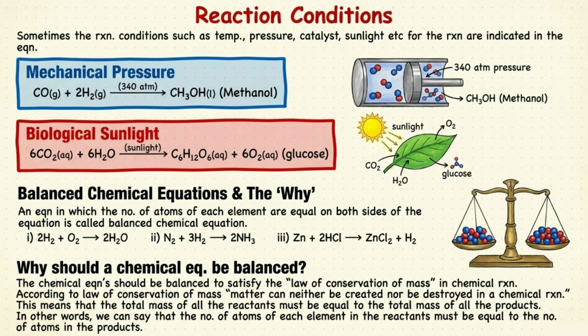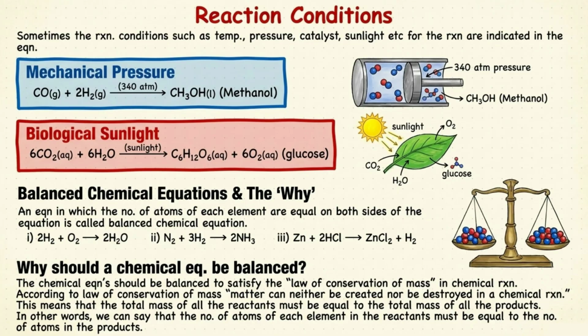For example, to manufacture liquid methanol, the equation is CO gas plus 2H2 gas. But if you just mix those gases in a jar, nothing happens. Nothing at all. They need extreme mechanical pressure. So right above the arrow, we write 340 atm, which stands for 340 atmospheres of pressure. With that condition met, the arrow yields CH3OH liquid, which is methanol.